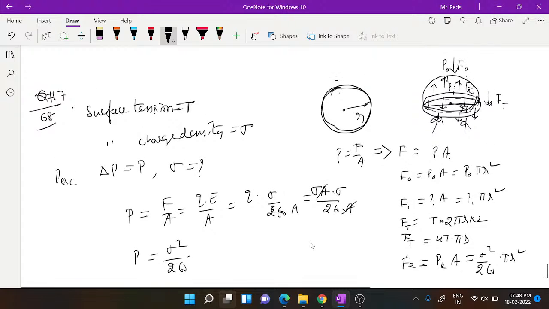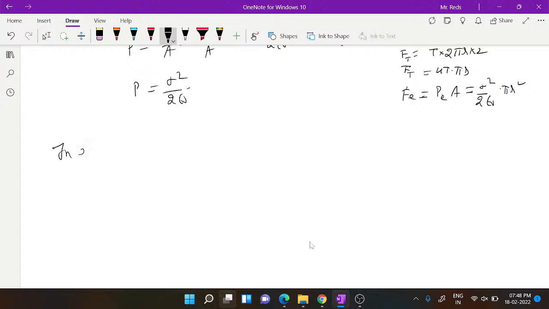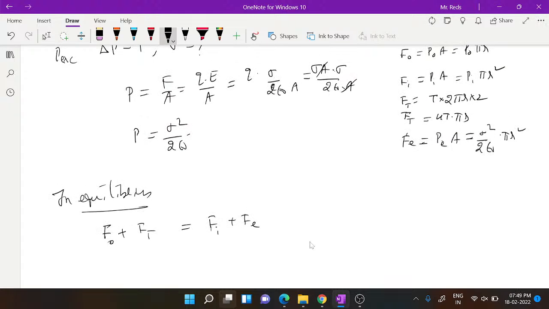So overall, the force due to inside pressure and the electrostatic force, these two forces are acting in upward direction. These two forces are acting in downward direction. As the bubble is in equilibrium, the downward forces, the force due to atmospheric pressure plus the force due to surface tension, are balanced by the force due to inside pressure plus the force due to electrostatic pressure. They are balancing. So here, this is nothing but how much? P naught into pi r square, the force from outside, and the tension force.